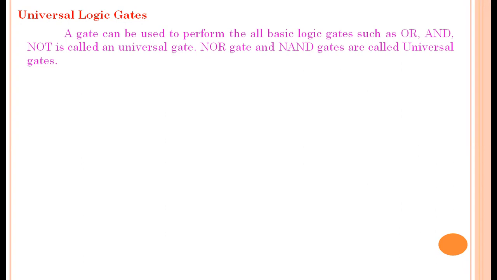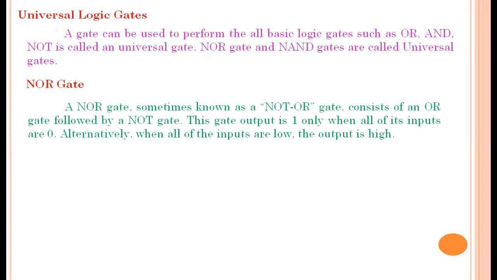And not only that, one more logic gate we have, that is the NAND gate. By using that also, we can construct the basic logic gates: OR gate, AND gate, NOT gate, exclusive OR gate, etc. So these two logic gates are called universal logic gates. Now, one of the universal logic gates, that is the NOR gate, we will discuss now.